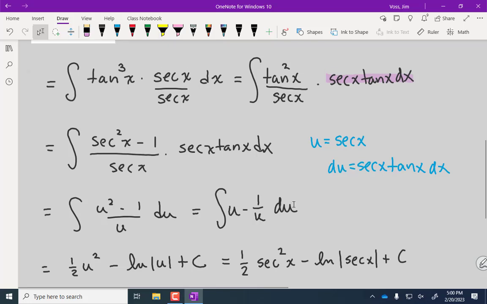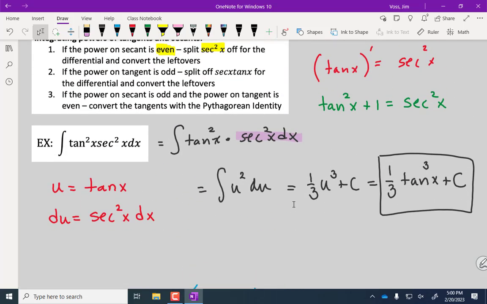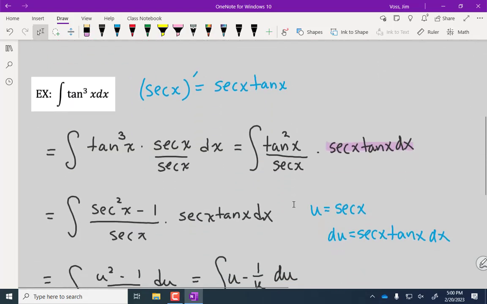Let me just say one more thing about that last one. If the power on secant is odd and the power on tangent is even, so it doesn't match either criteria, but tangent is even, then you can convert it to secant using the Pythagorean identity, because it's got an even power on the tangent. So you're basically going to convert over to secants.